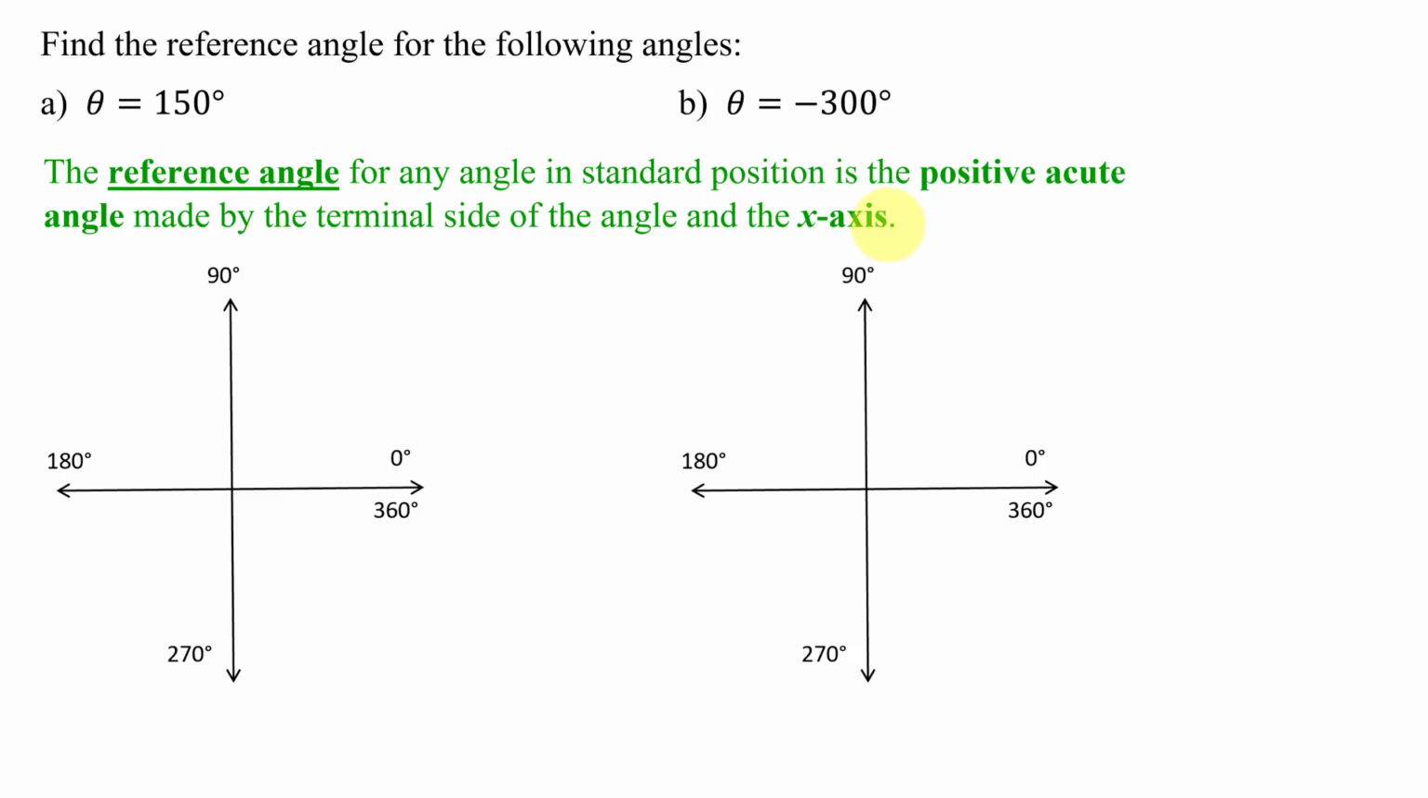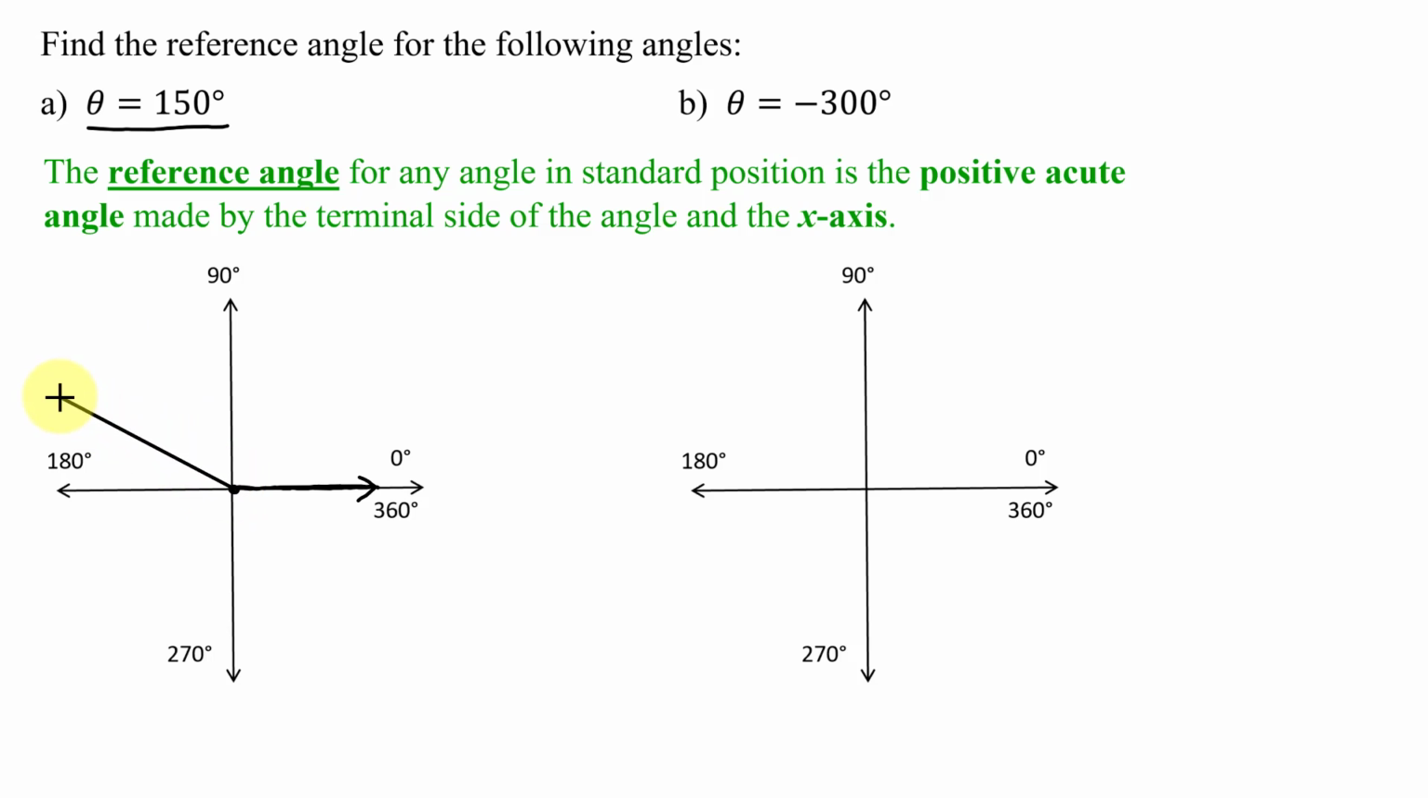So the first thing I need to do in every case is draw my angle in standard position. In part A, my angle is 150 degrees. Remember, standard position means the vertex is at the origin, my initial side is along the positive x-axis. My angle is positive, I'm going to rotate counterclockwise, and as 150 lies between 90 and 180, my angle is going to terminate in quadrant 2.